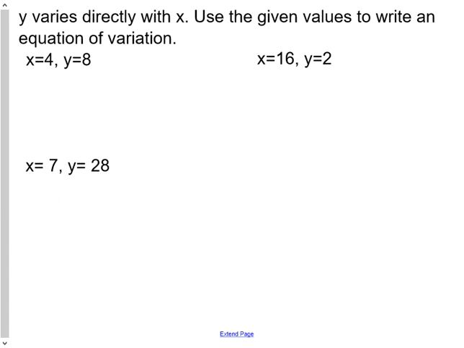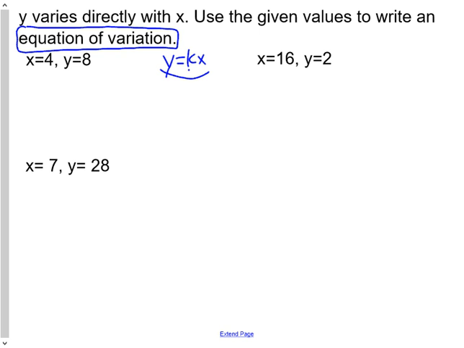Now notice the directions change. y varies directly with x. Okay, that stayed the same. Now it says use the values to write an equation of variation. We're doing the same thing we did last slide, but our final answer is going to look like this: y equals 4x, y equals half x.